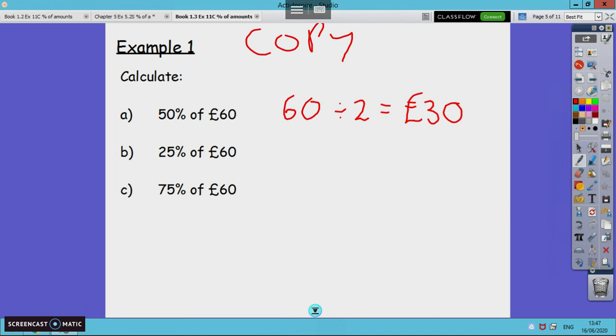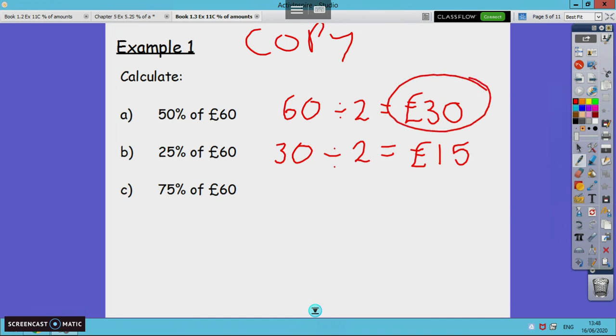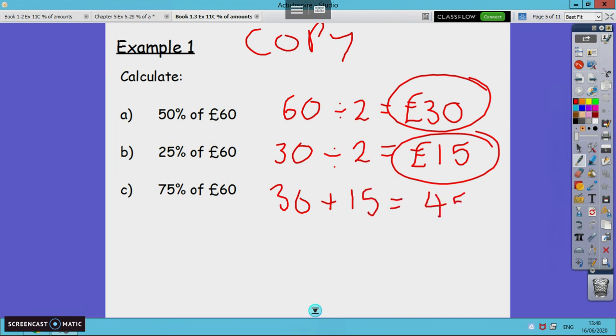How would I find 25% using what I've just found already? Well, what I could do is £30 divided by 2 again to find 25%, because half of 50% is 25%. So I could half it, divide it by 2, which is £15. And then for 75%, I could use my 50%, which is this, and my 25% and add them together. So 30 add 15 is £45, because I know that 50% add 25% equals 75%, doesn't it?